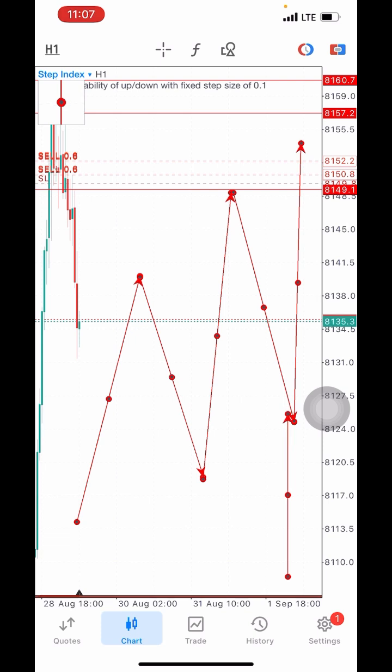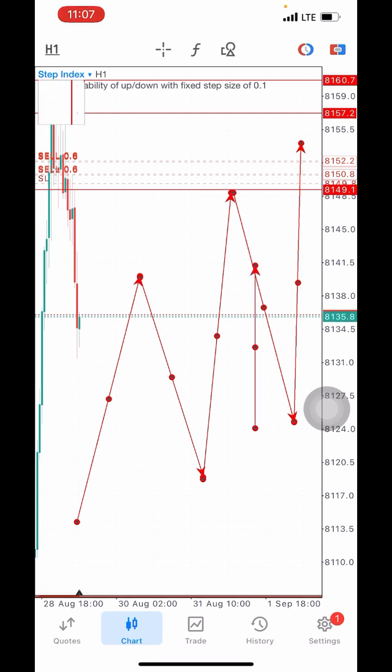This is what we know as a pullback. When it's going up here, this is an impulsive trend. This is a clear bullish market trend. This is the impulsive trend wave, and this one is a correction wave, which is the pullback.